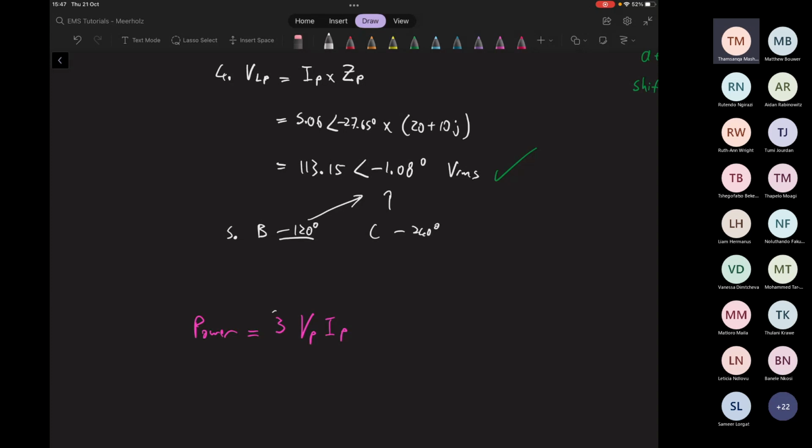But this is just 3 times your voltage times your current. That would give you your power for this circuit. So yeah, that's how you can remember that.